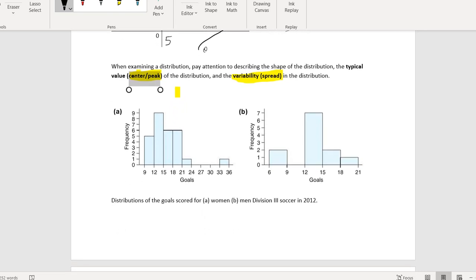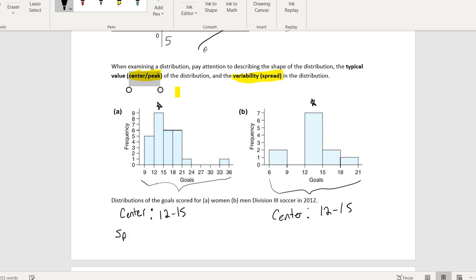So what we're going to be doing is comparing women's goals in soccer and men's goals in soccer in the year 2012. Now if we look, the peak on women's is between 12 and 15, as is the peak on men. So the center for women is between 12 to 15, as is the center for men. However, if we look at both of these, we can see that they have very different information. So here we have a much larger spread than we do for men.